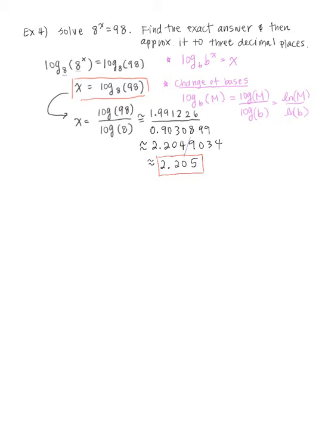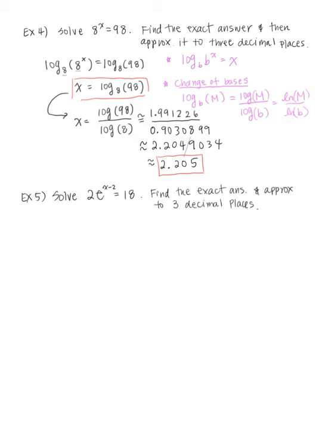Now, if you have a scientific calculator, you did not have to compute log of 98 first, and then log of 8 next. You can just simply type in log of 98, whole thing divided by log of 8. But here what I did was I just computed log of 98 and log of 8 separately, and that's all. All right, so that is that. Now let's look at the next example.